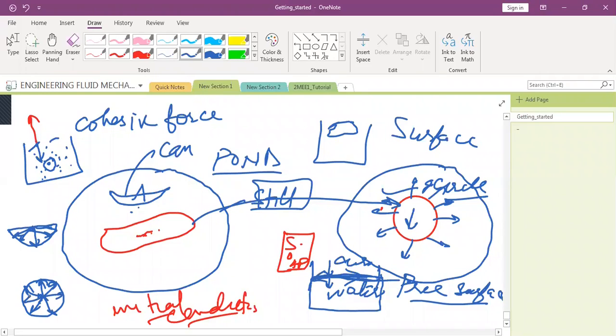So it is being attracted in all directions, whereas in case of surface, the molecule is being attracted only in one particular direction. That's why you have a net force pulling downwards or stretching here. So that is called your surface tension.